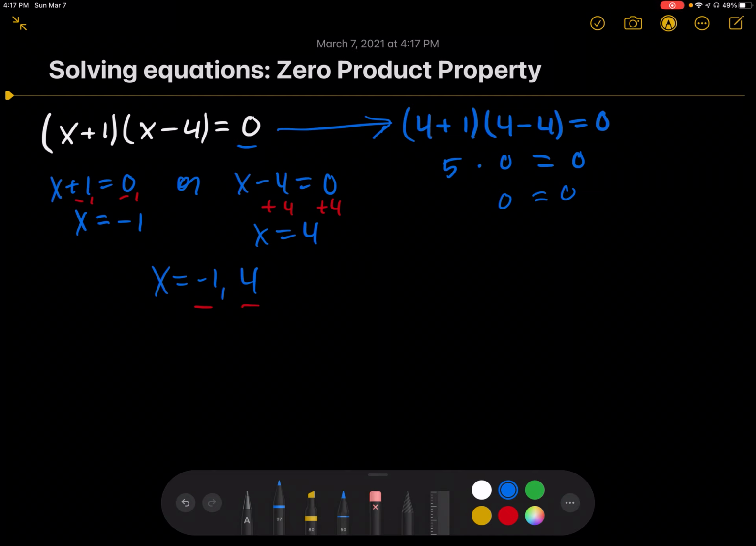So basically the reason I show that is because if you picked any number besides -1 or 4 and input it in for x, you could not end up with 0 equals 0, which is the only true thing about 0. So that just goes to show that when you see something like x plus 1 times x minus 4, this equation that we started with, you can use that way to solve for x.